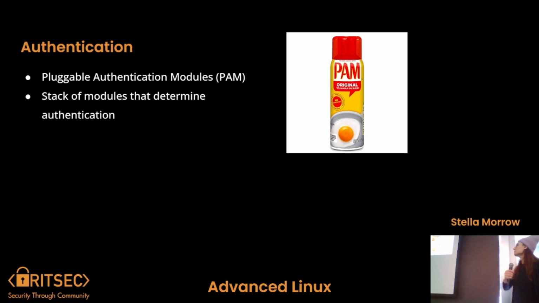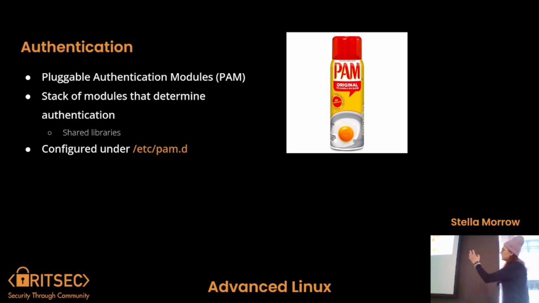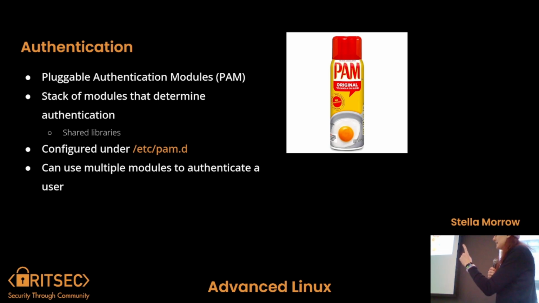You have a stack of modules that determine authentication, a set of rules to go through. These are shared libraries, in a sense, that are loaded in, and they're configured under /etc/pam.d. Anytime you see a thing.d, this means it's a directory. It usually means in the past it was a file, and then they got tired of it being a file because they had like a million lines, and they made it into a directory.